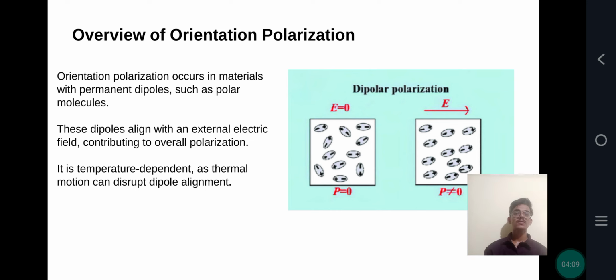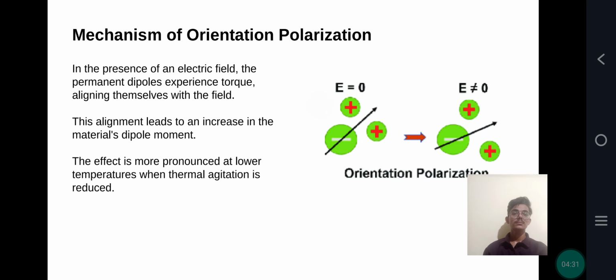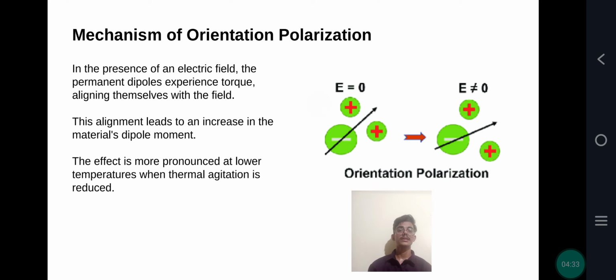Now we discuss orientation polarization. It is also called dipolar polarization. Orientation polarization occurs in materials with permanent dipoles, such as polar molecules. These dipoles align with an electric field, contributing to overall polarization. It is temperature dependent, as thermal motion can disturb dipole alignment.